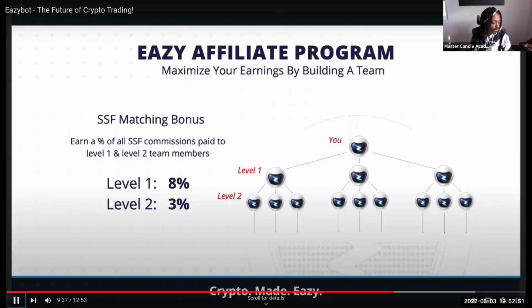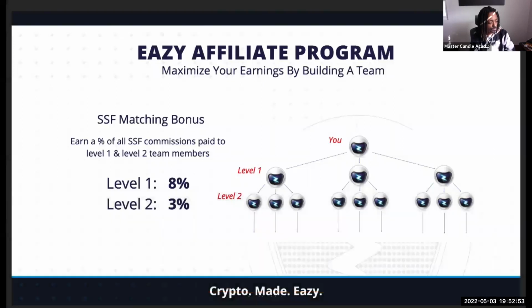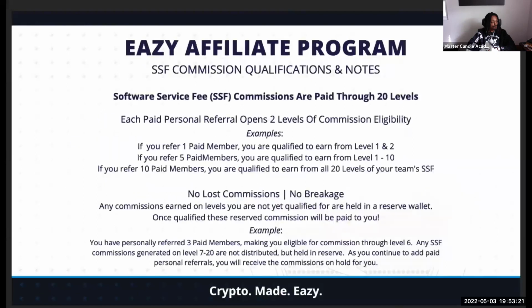A software service fee matching bonus, and you earn a percentage of all SSF commissions paid to level 1 and 2 team members. What that means is if you sign Johnny and he makes $100,000 in commissions that month, you get an extra $8,000 in commissions. When Johnny signs Susie and she also makes $100,000, you make an extra $3,000 in commissions. And for the month, that's an extra $11,000 that you made just by showing somebody else how to make some money. Even if you're a free member, you have full access to the depth of this affiliate program.